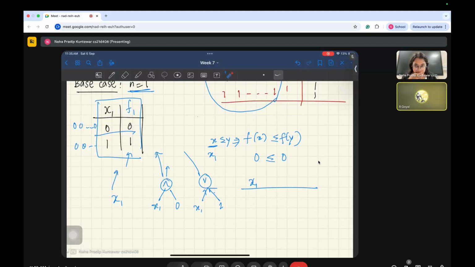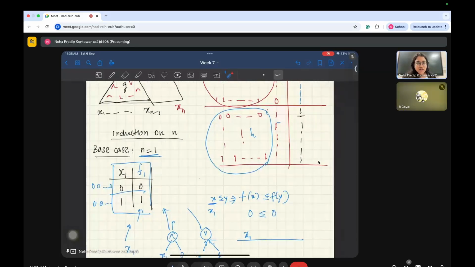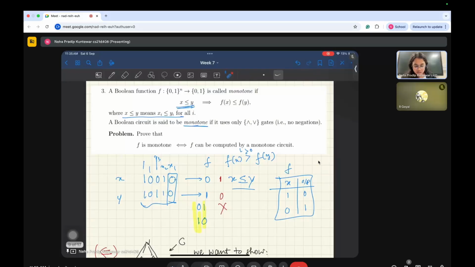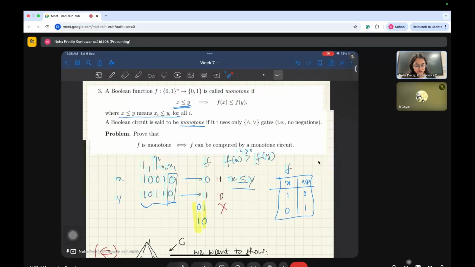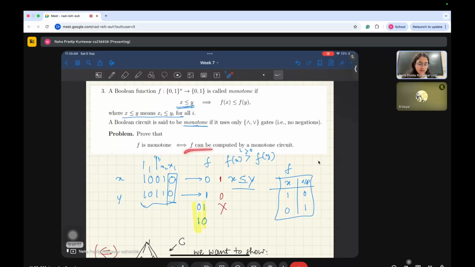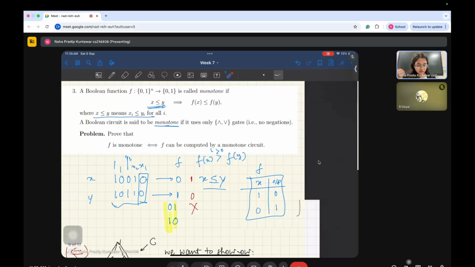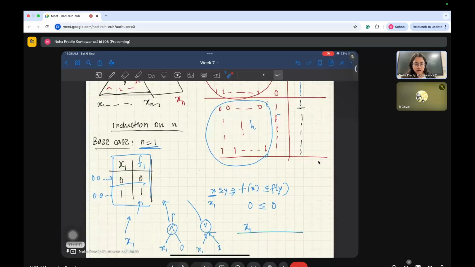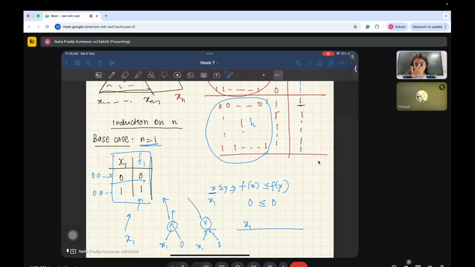Now that we have 0 and 1, if we consider only this possibility, we need not even define the functions here. This is already in place, because x1 is already smaller than y1. But it could be any function. We want to show that this statement is true for any function f. Any f that is monotone must have a monotone circuit corresponding to it. Therefore, in the base case also, we will have to argue over all functions over one variable that are monotone.